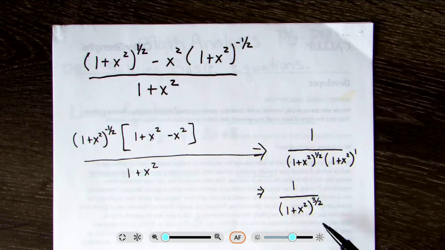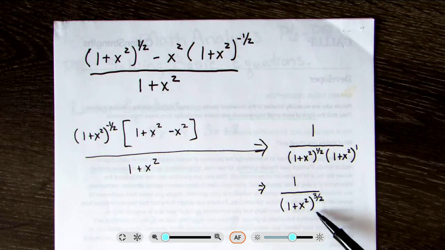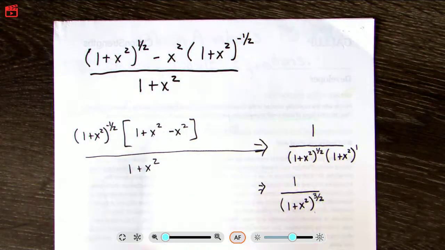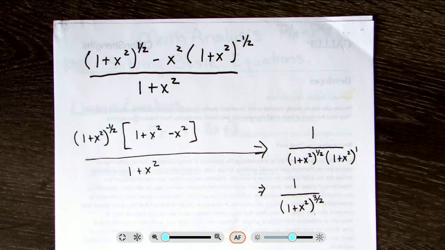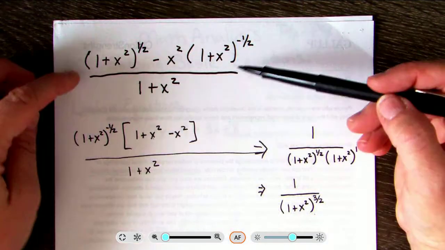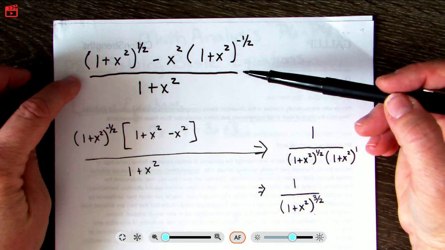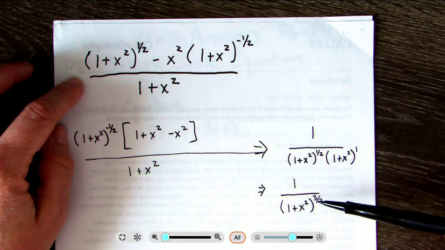And again, these are things that will show up occasionally when you're doing some calculus material. So calculus will get us to this mess, and then the algebra is going to make it look nicer.